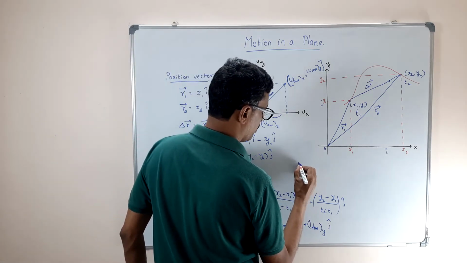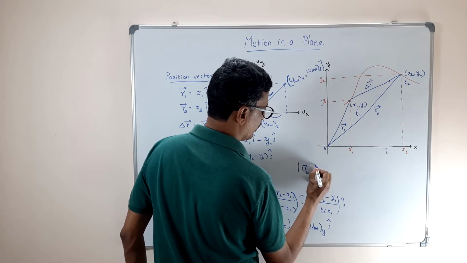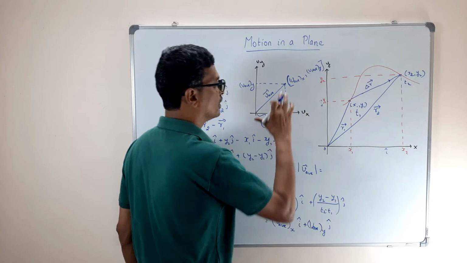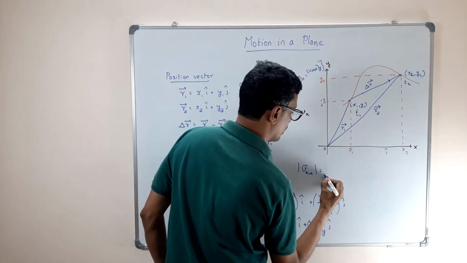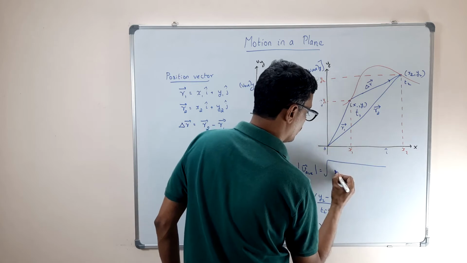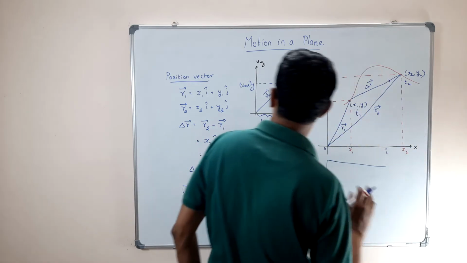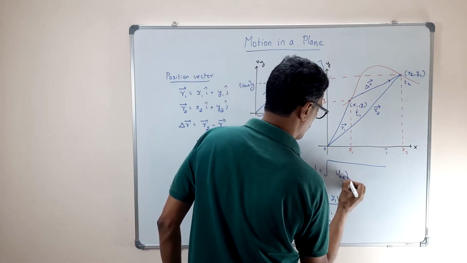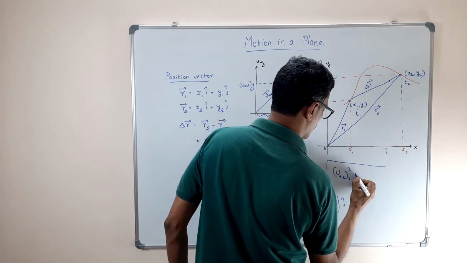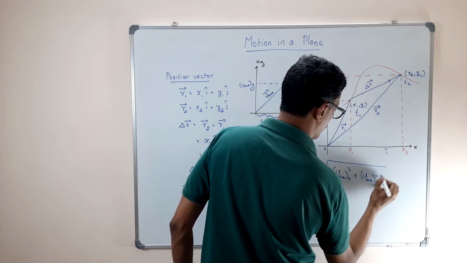Magnitude of V average will be what? What's the length of this? Square root of V average x component whole square plus V average y component square. Okay.